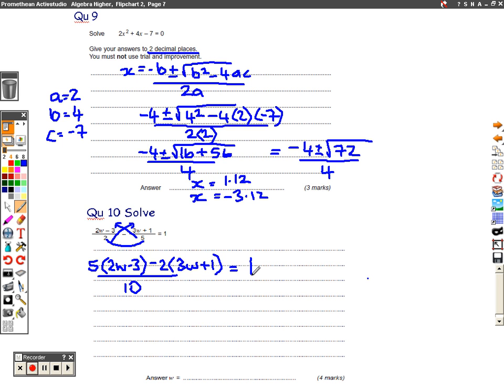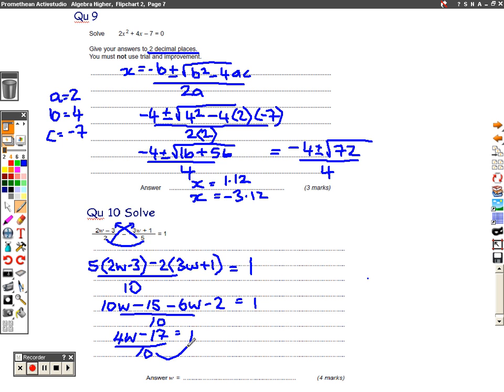Now, we don't like brackets and we don't like fractions, so expand your brackets. 5 times 2w gives you 10w. Minus 15. 2 times 3 gives you minus 6w. Minus times 2 gives you minus 2. All divided by 10 is equal to 1. 10 take 6 gives you 4w. Minus 15 take 2 gives you minus 17. Is equal to 1. Now that was divided by 10.